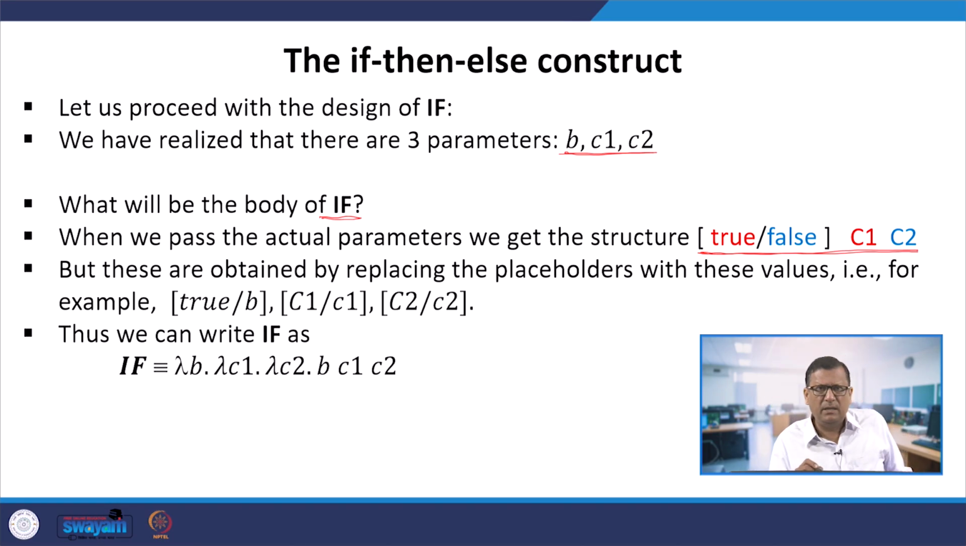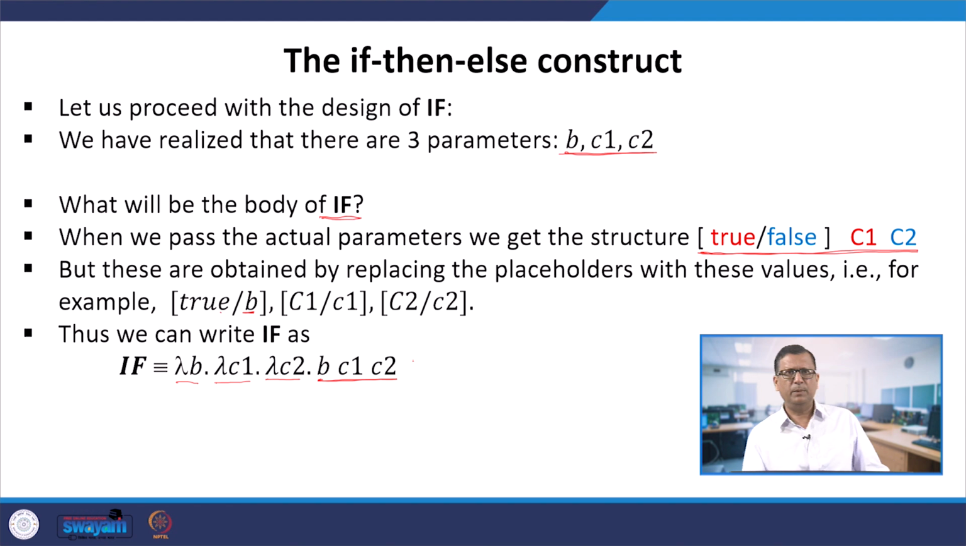But these are obtained by replacing the placeholders with these values. For example, you have replaced b with true, lowercase c1 with capital C1, and similarly lowercase c2 with capital C2. Thus, we can write that if is equal to lambda b, lambda c1, lambda c2. They are lowercase because they are the placeholders, and our body is b c1 c2. b is applied to c1 and the whole thing is applied to c2.